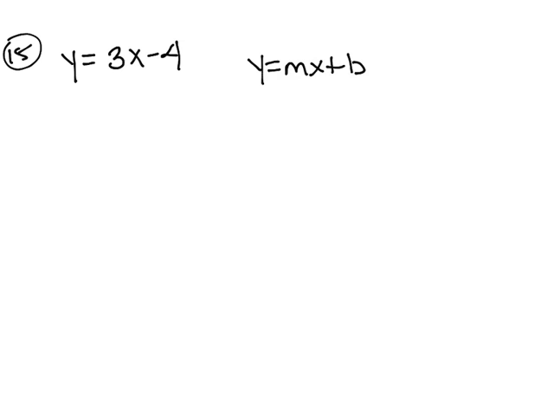15. Fifteen says, choose the correct slope and y-intercept for the line. And the line is y equals 3x minus 4. So that's in slope-intercept form, right? Slope-intercept form is y equals mx plus b. So what number is your slope? What's m? 3. Very good. That's the slope. Okay? And what number is your y-intercept? Negative 4. Very good. That's the y-intercept.